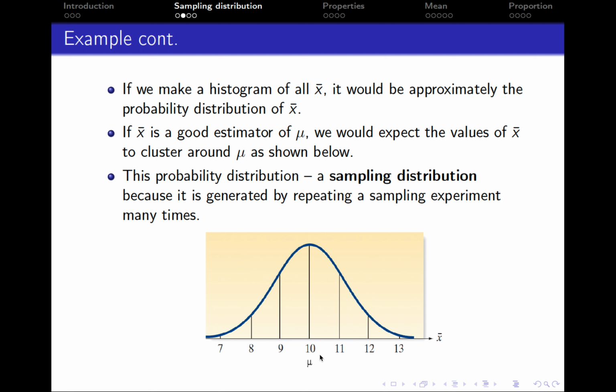So the true population mean is 10, it's in the middle, and x-bar, the sample mean values, will be around this value of 10. And the type of probability distribution that we get here on this graph is a sampling distribution, because it is generated by repeating a sampling experiment many times.